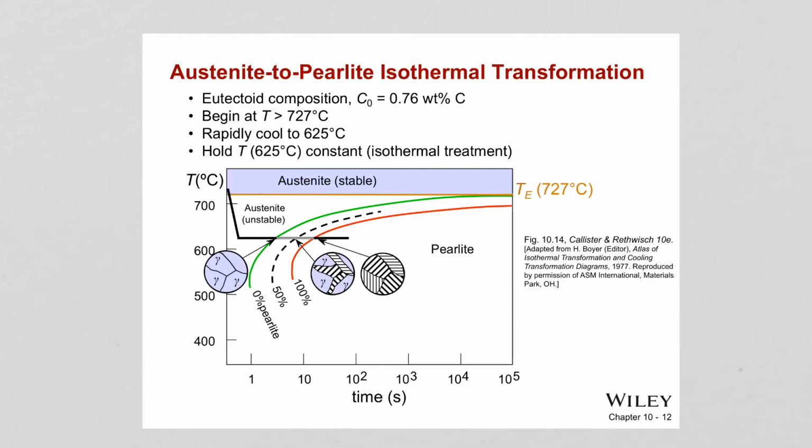So what type of information can we read from a diagram like this? Remember, these give information for constant temperature transformation in a system. We are at the eutectoid composition, as we have seen from the phase diagram, and we are going to cool it down. We are above the austenite temperature, 727, a little bit higher than the eutectoid temperature, and we rapidly cool it to 627.